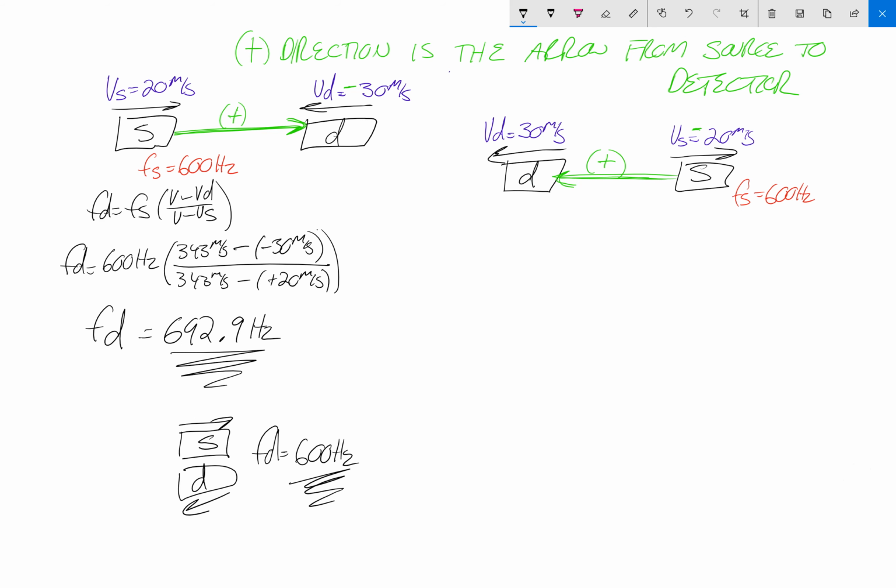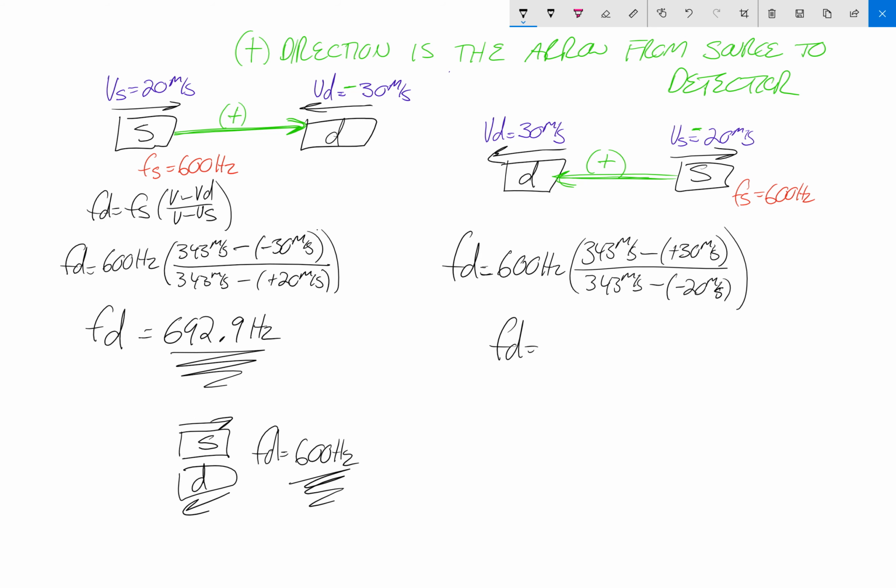After that, you are just subbing in numbers. Now they're getting away from each other, so we know we should hear a lower frequency. So let's check it out. You do frequency detected equals the frequency of the source, 600 hertz, times 343 meters per second minus the velocity of the detector, which is now positive 30. You don't have to put the positive in there. I just do it to make sure I've focused on whether it's positive or negative. And then it's 343 meters per second, minus a negative 20 meters per second. When you do this, you get the detected frequency is 517.4 hertz.